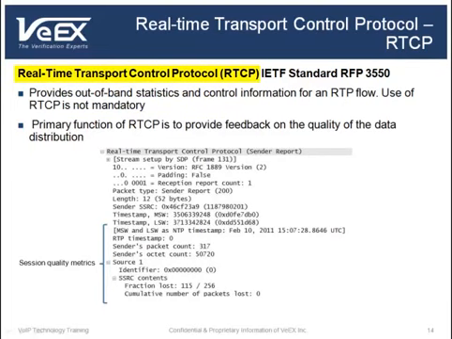The Real-Time Transport Control Protocol, or RTCP, is also defined in IETF standard RFC 3550. RTCP provides out-of-band statistics and control information for an RTP flow. Using RTCP is not mandatory. Its primary function is to provide feedback on the quality of the data distribution. The picture here shows the details from a packet capture protocol decode of an RTCP packet.